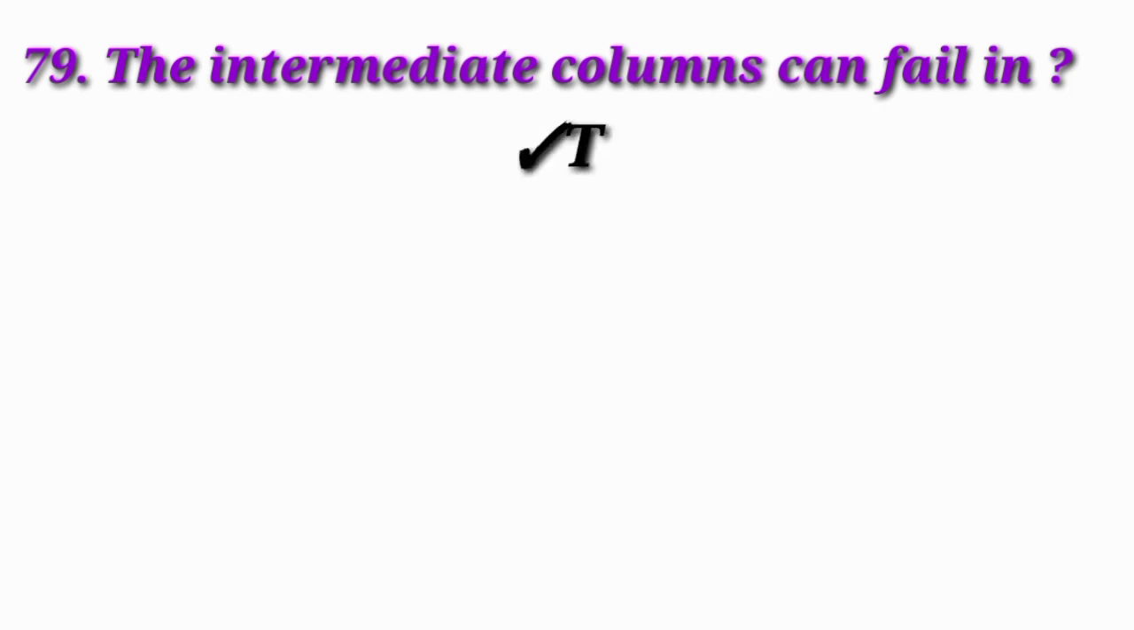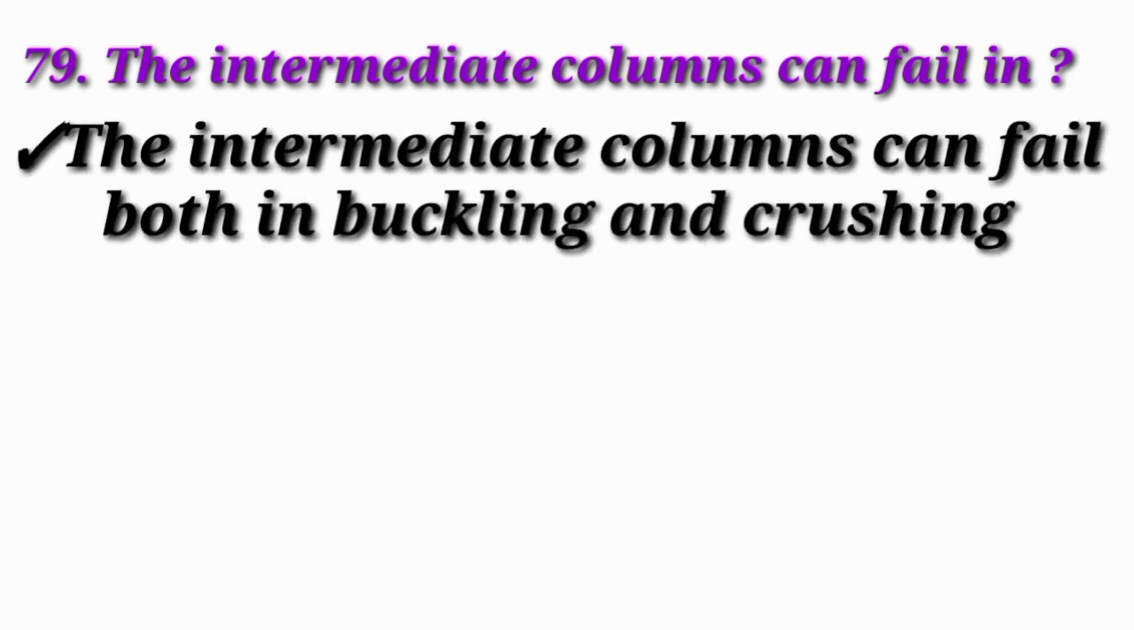The next is 79. Intermediate columns can fail in both buckling and crushing. The intermediate column fails in buckling and crushing both.